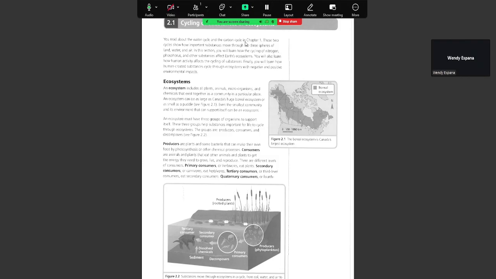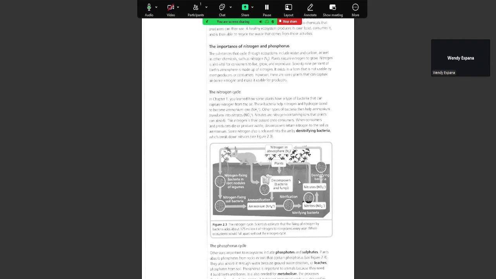Remember, those can be bacteria, fungi, and that's because of them that material is returned to the soil and the energy given back. Okay, so that's some good definitions of ecosystem, abiotic, biotic, producers, the different types of consumers, and of course decomposers.